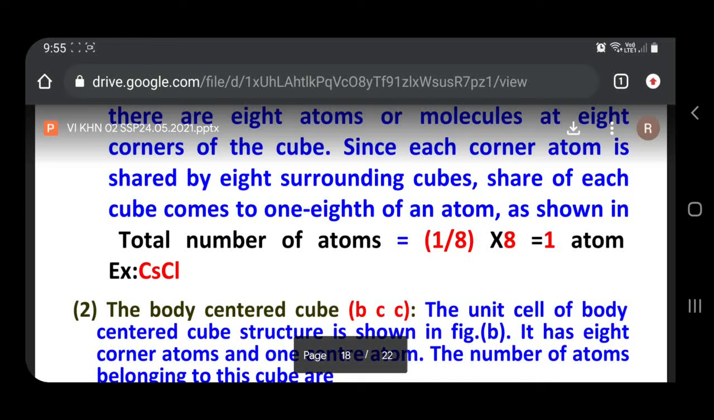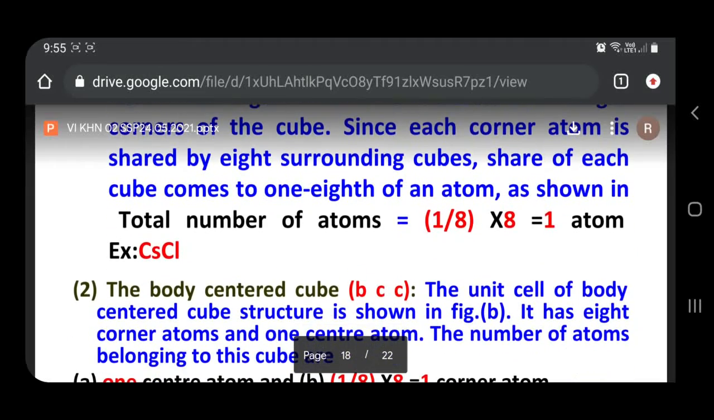Cesium chloride, you have a detailed study of cesium chloride. Cesium chloride is an example of a simple cubic.